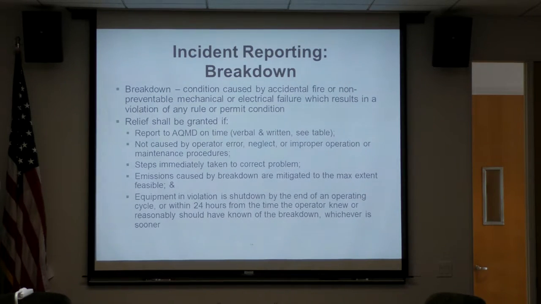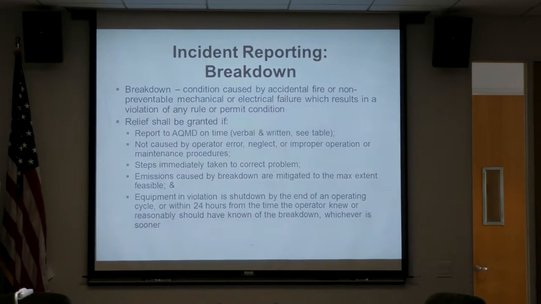The second type of deviation is the most common for our facilities, and this is the breakdown. Breakdowns are caused by accidental fires or non-preventable mechanical or electrical failure, which results in violation of any rule or permit condition. And this is why reporting from compliance to AQMD in a timely manner is important, mainly because if we do follow the steps correctly and we do mitigate the emissions, AQMD cannot issue us a notice of violation because we followed the proper steps per Rule 430.